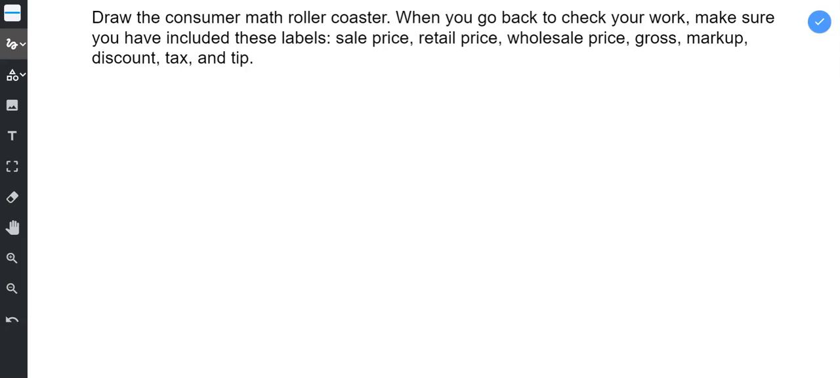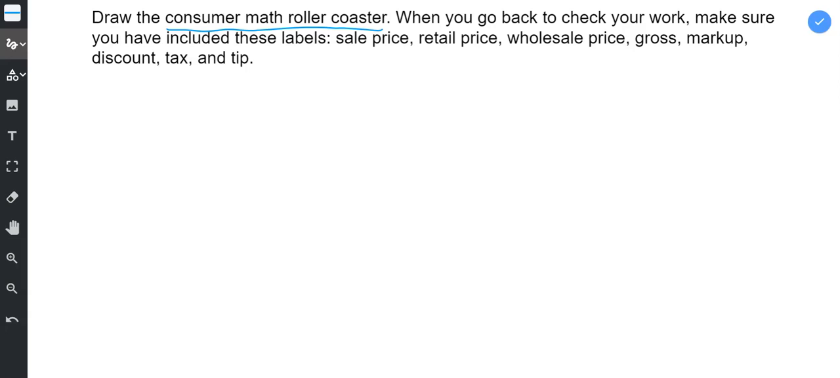This drawing that I'm going to create for you is supposed to help us review all of the things that we've been learning that have to do with buying and selling. Consumer math is basically everything that has to do with buying and selling. A consumer is someone who buys or purchases either goods, like items, or services.